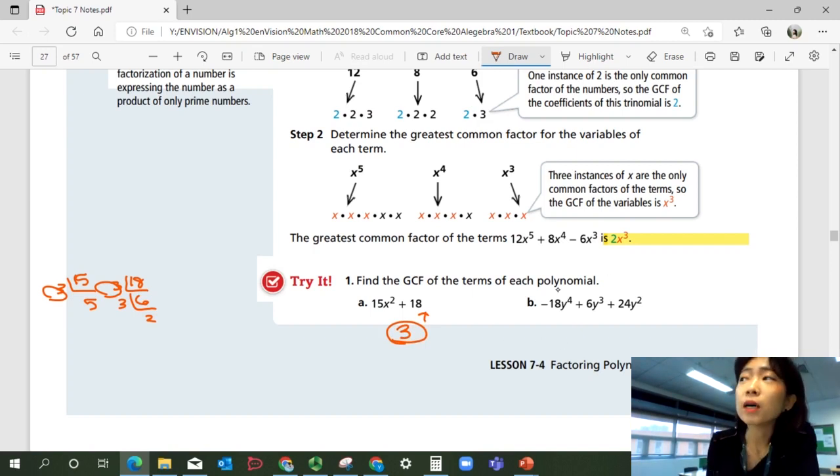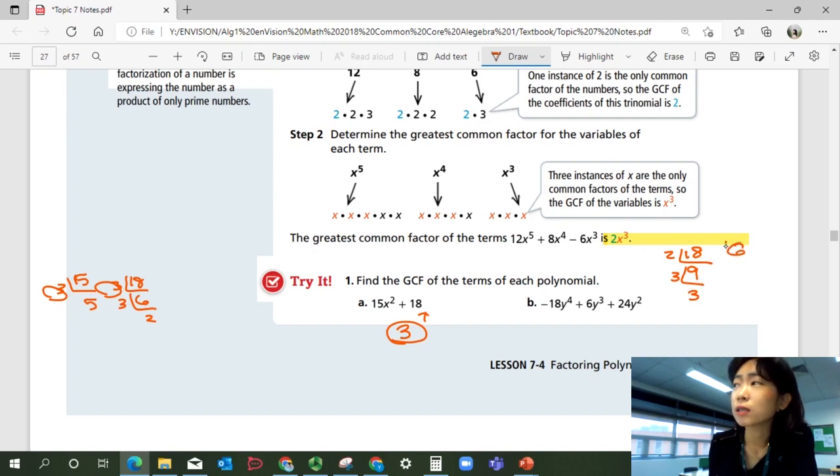Part B: negative 18y to the fourth plus 6y cubed plus 24y squared is our polynomial. We have 3 terms total. Look at their coefficients and break them down into factors. 18 is 2 times 9. 9 is 3 times 3. So 2 times 3 times 3 is 18.